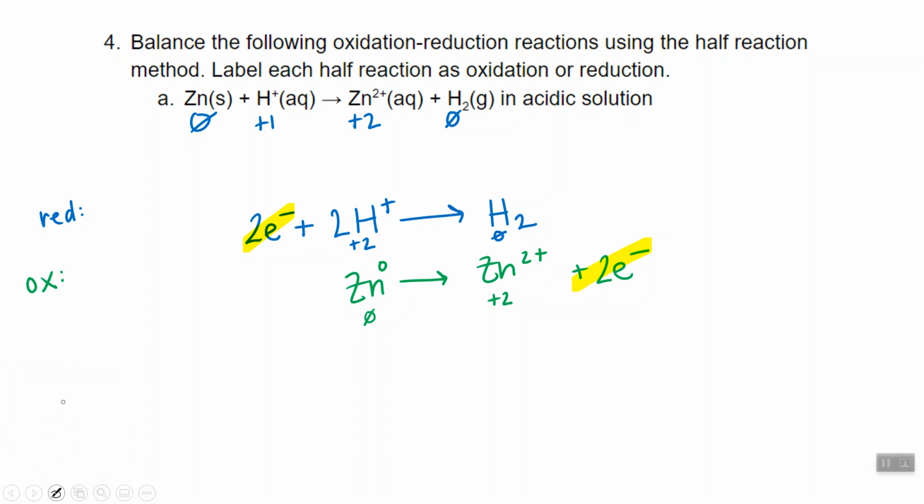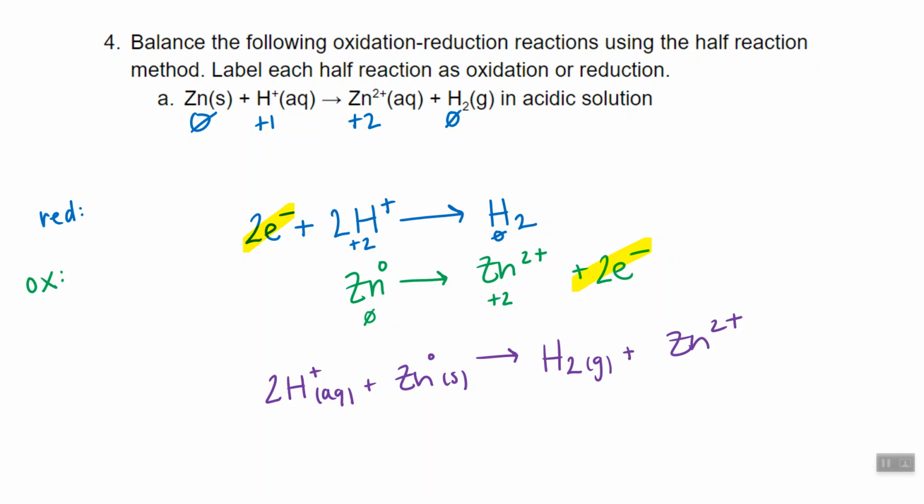So I can go ahead and write my overall equation now. It's going to be 2H+, my solid zinc, to form H2 gas and Zn2+. So that's our balanced equation.